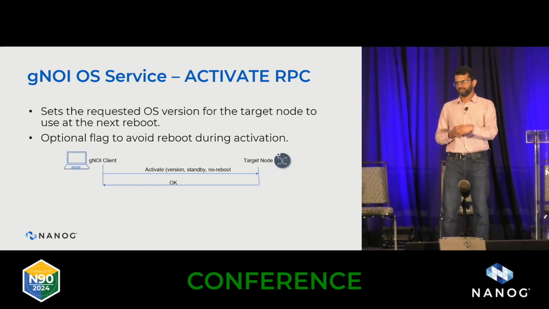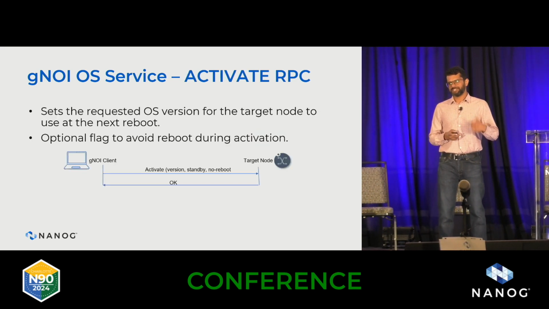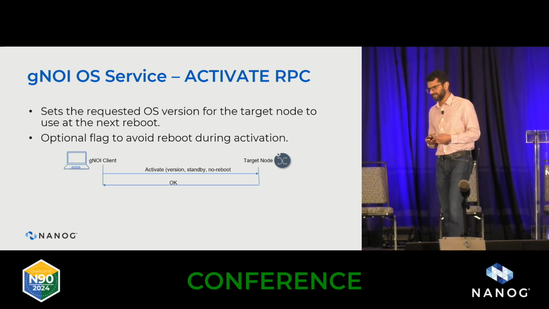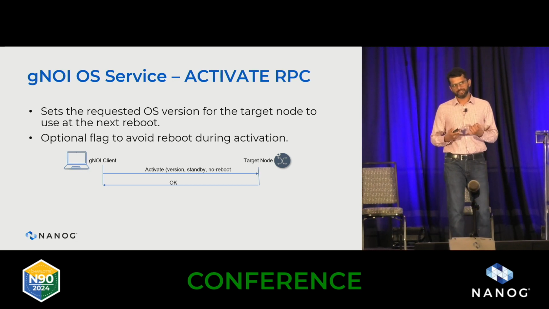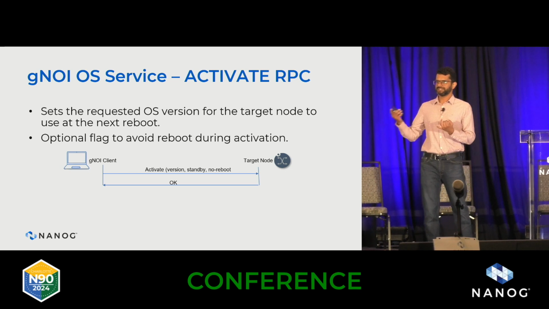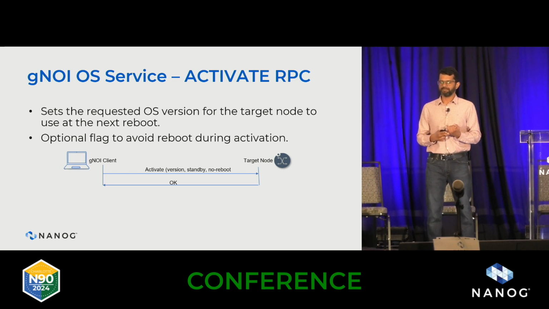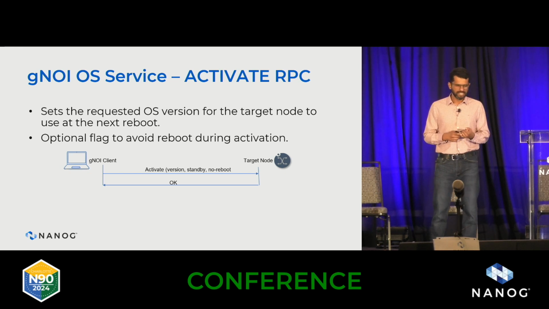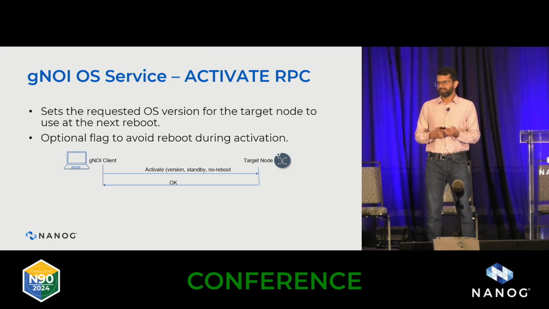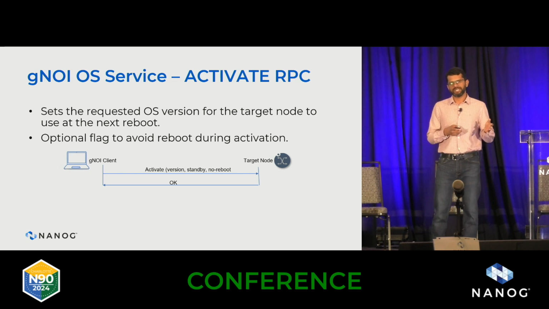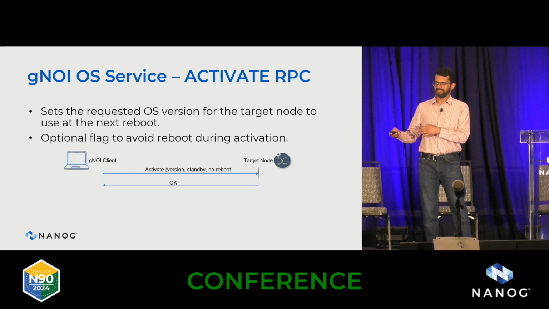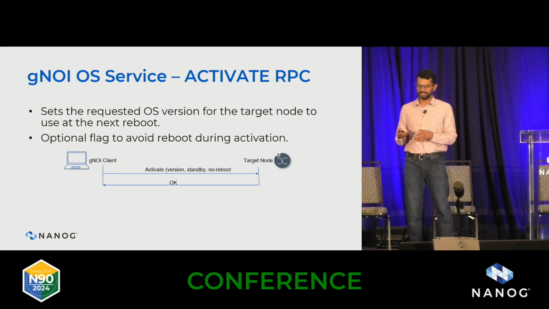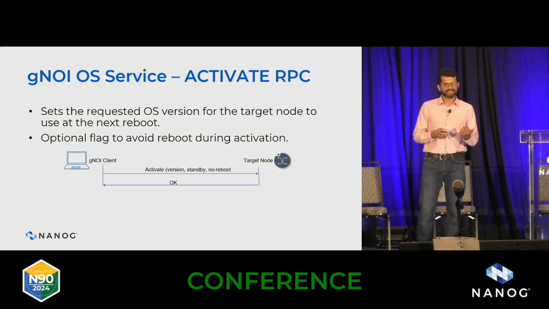Now, once the image is transferred over, we can use the activate RPC to activate the image. So within the OS service, the activate RPC has options where you can indicate which version you want to activate. So in case you have multiple versions on the target, you can use the specific version in the RPC call to activate a specific version. We can also add the standby option. So in cases where you have redundant control cards, you can do an in-service upgrade where you activate the software on the standby first, do a switch, and then you activate the software on the new standby without impacting your service.